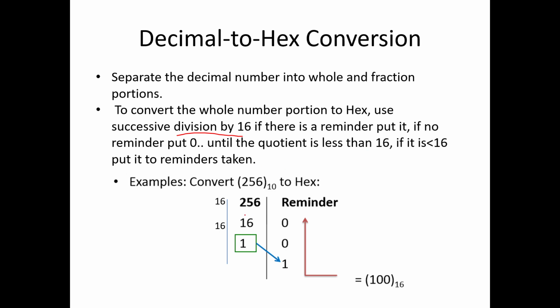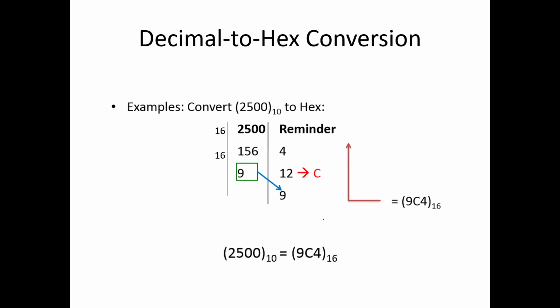Take the number 256. When we divide by 16, the quotient is 16 and the remainder is 0. Again 16 by 16, the quotient is 1 and the remainder is 0. Then 1 by 16 gives quotient 0, and the remainder is 1. We take the answer in this way, so the answer is 100. We will see one more example.